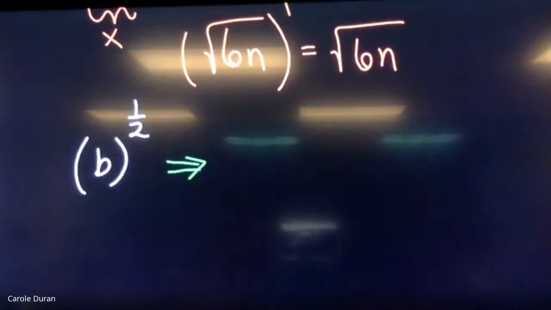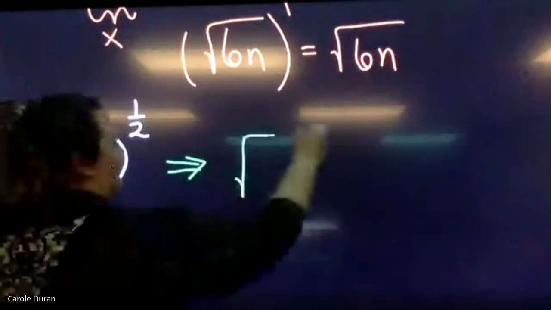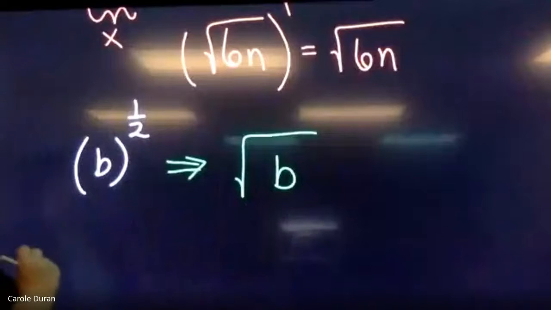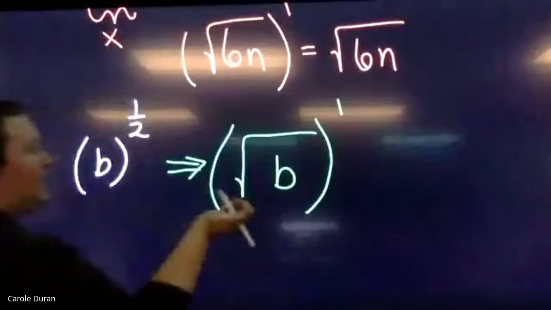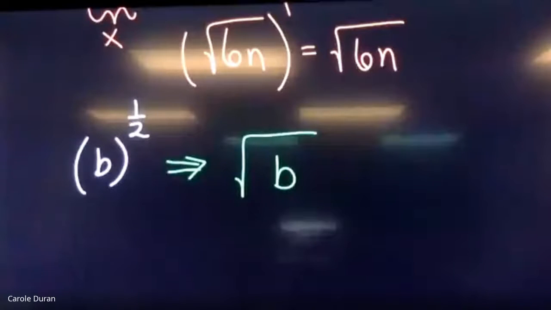Hannah, help her out. What's this one going to turn into? The square root sign, right? Yeah, square root sign, b inside, to the power of one. And if you don't want to put the parentheses to the power of one, you do not have to because it doesn't change the value at all. So you can just leave it as the square root of b. Everyone okay with that? Anybody confused? Let's do another one.